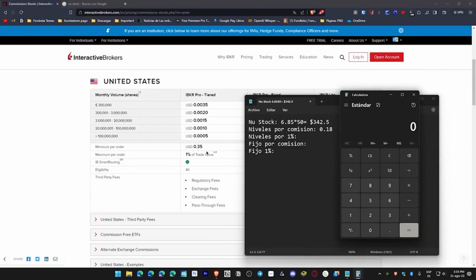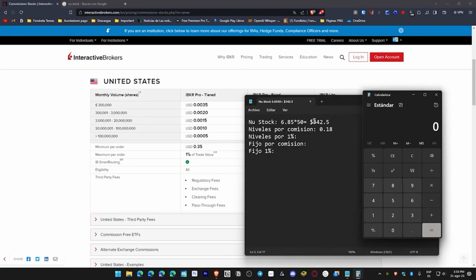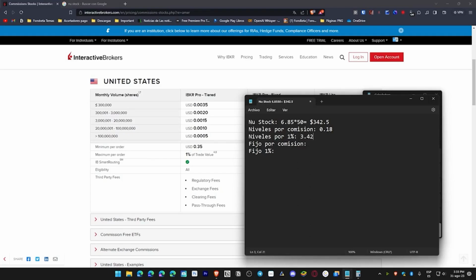The 1% is calculated by taking the total amount I'm going to invest, which is 342.5. So I take 342.5 and calculate 1% of that. Basically, I multiply it by 0.01 and that gives me 3.42. So what happens here? I'm going to add another item here called commission.